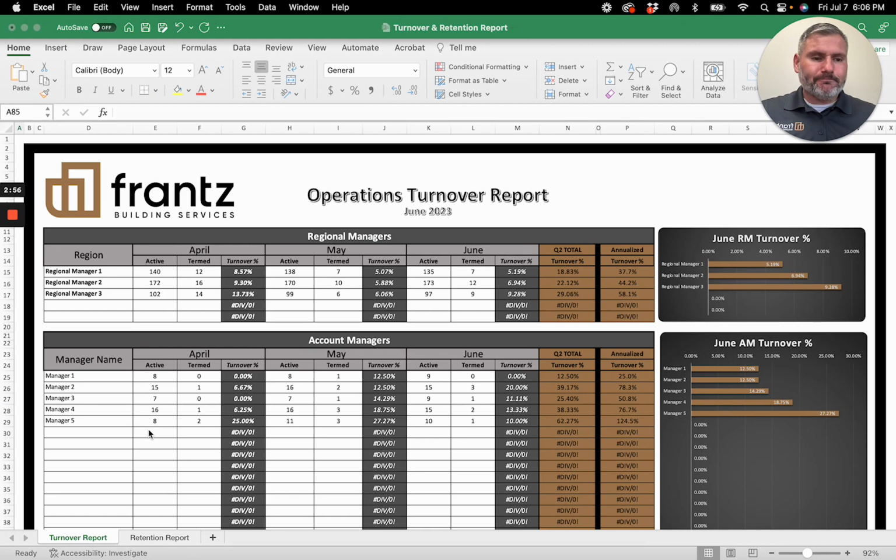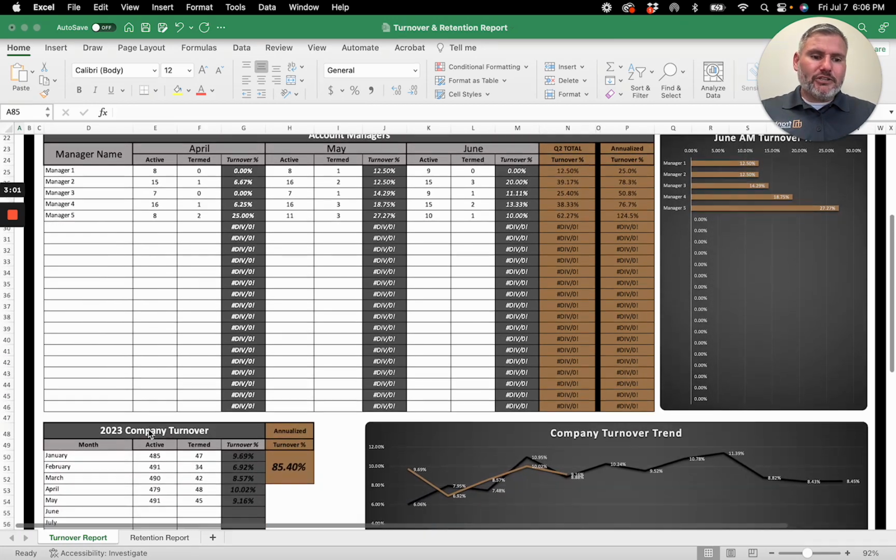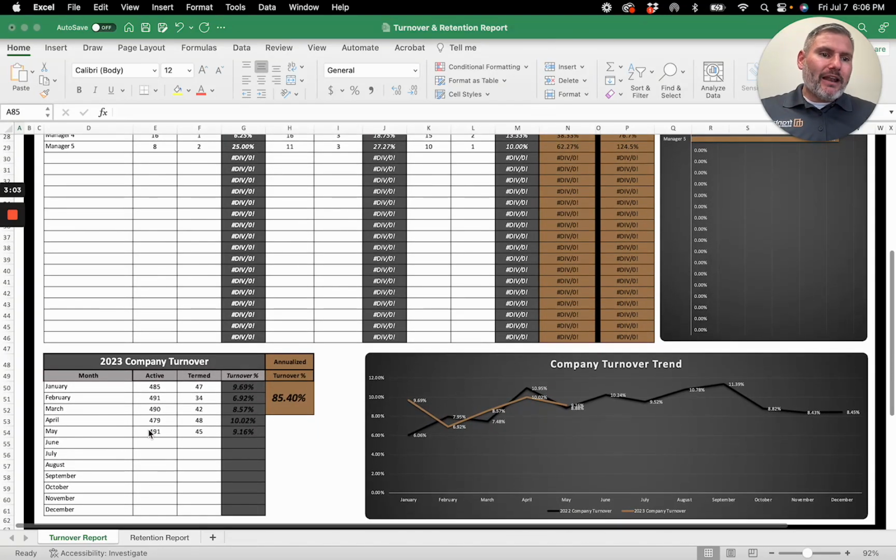At the bottom of this report, you'll see that I track company turnover information. And the way that I do this is I keep track of last year's turnover trend and then this year's turnover trend. And I lay those two pieces of data on top of each other. Again, this is fictitious information, but I want you to see what we give our account managers and our regional managers on a monthly basis, because I want them to see how we're trending or how we're tracking for any given month. Are we trending high? Are we trending low? Or are we trending at a baseline?